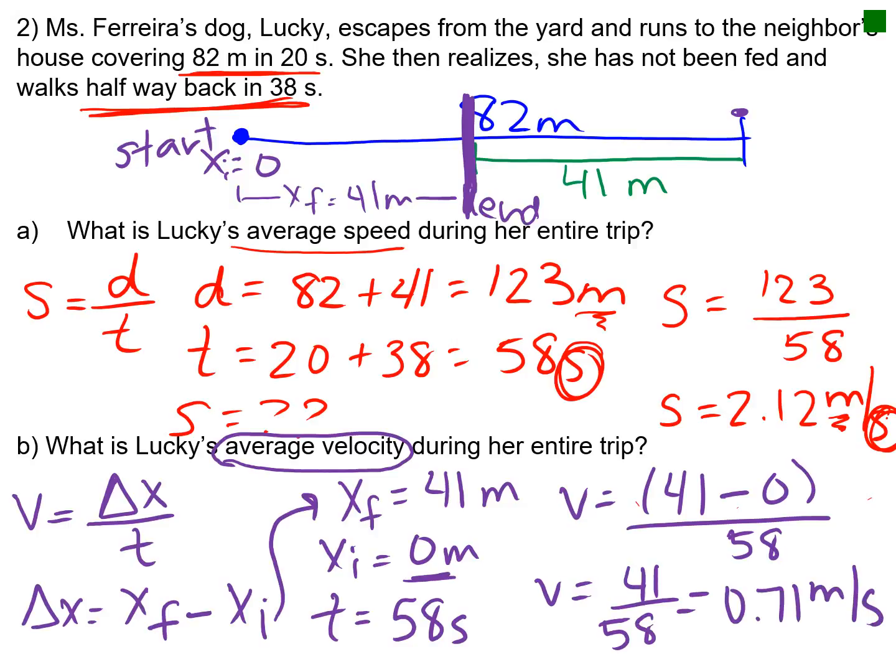So you can see there's a pretty big difference between average velocity and average speed. And that difference is due to their definitions. Average speed is total distance divided by total time, whereas average velocity is change in position over total time.